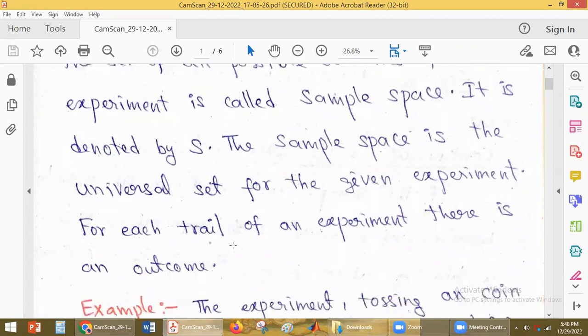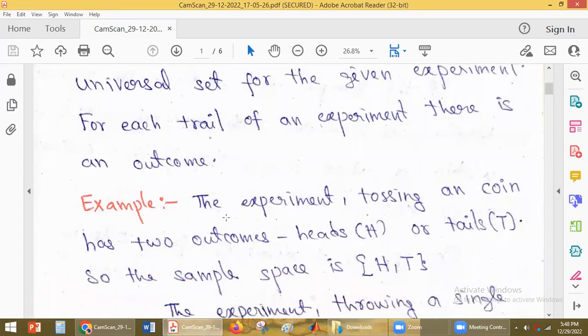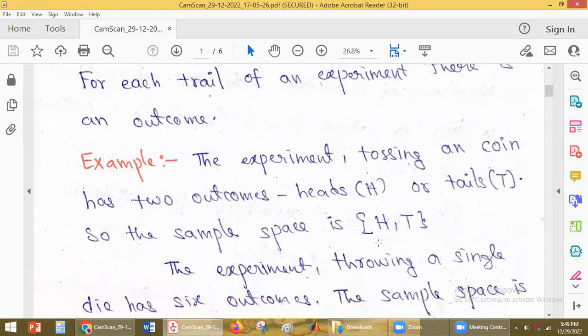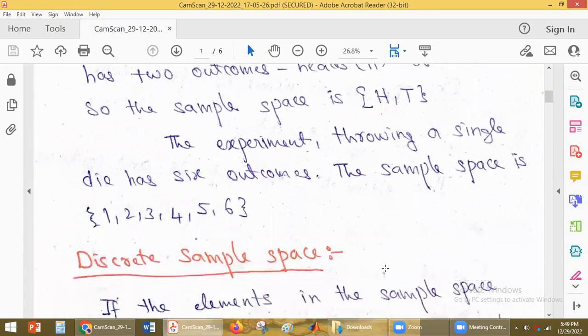Whenever the experiment is conducted only once, it is called a trial. So the trial of the experiment will always have an outcome. For example, the experiment of tossing a coin has two outcomes, that is heads or tails. So the sample space will have H, T. The experiment of throwing a single die has six outcomes. So the sample space has the values 1, 2, 3, 4, 5, 6.